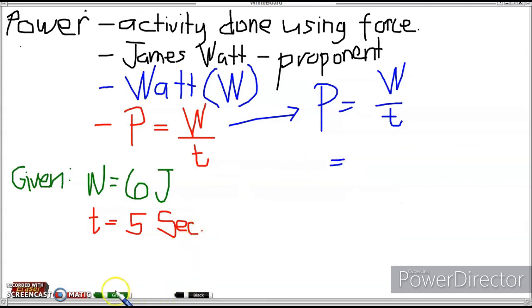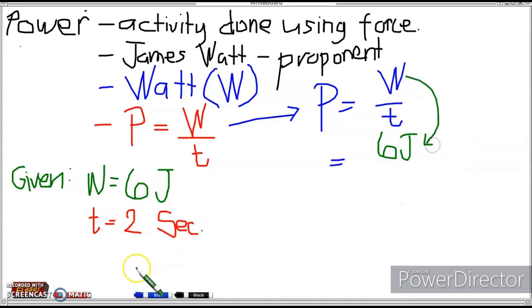Or isang lang na lang niya ang T para dali na makasolve. Imonta siya 2 seconds. So meaning, W, substitute mo lang. So, what is the value for work? The value for work is 6 joule. Then, the value for time is 2 seconds. So, muli siya, ipadala mo siya.